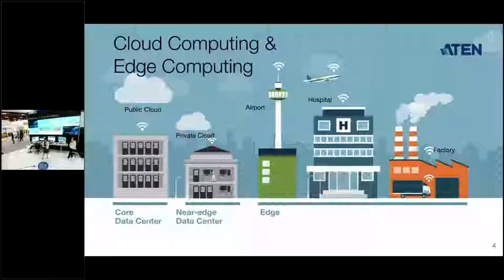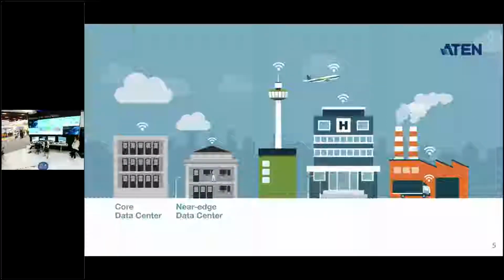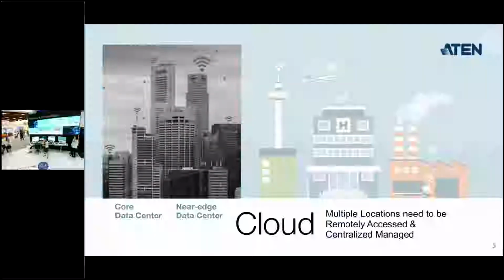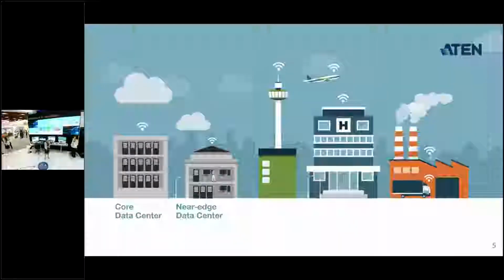So let's look at the right-hand side. Sometimes there is a headquarters data center, so we call it a core data center. But some organizations have branch offices in multiple locations all around the world, so they build small-scale server rooms, which we call a near-edge data center. But thanks to the IoT, Internet of Things, we can see that lots of computing devices are around the world, especially at the edge.